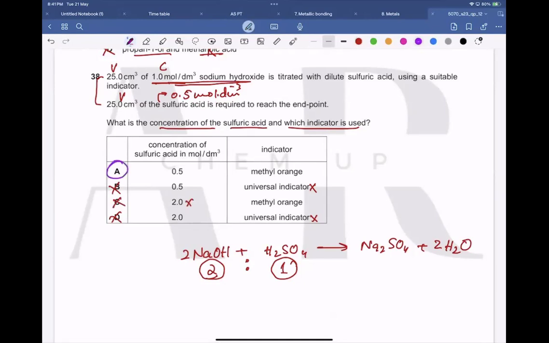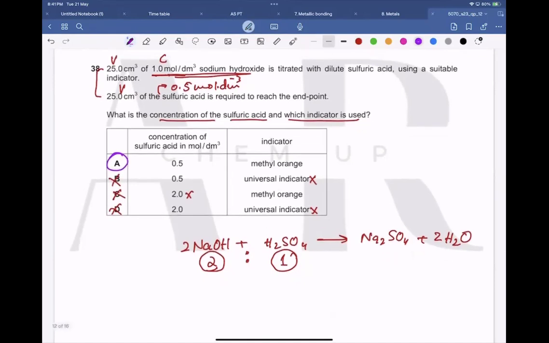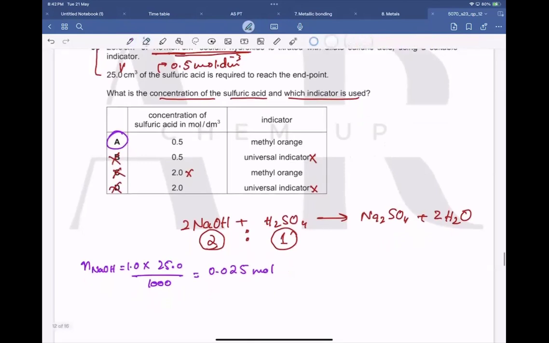Otherwise, if there is an issue in this, you can convert this into the moles. So you will find the moles of sodium hydroxide. So see, moles of sodium hydroxide can be found by 1.0 times 25 divided by 1000. So it is going to be 0.025, right? These are the moles. Now, if I take the mole ratio, if it is 0.025, then it is going to be x, and if I calculate, x is going to be 0.0125.